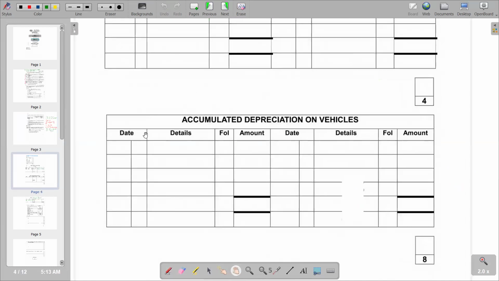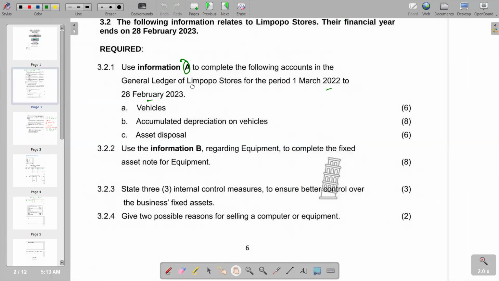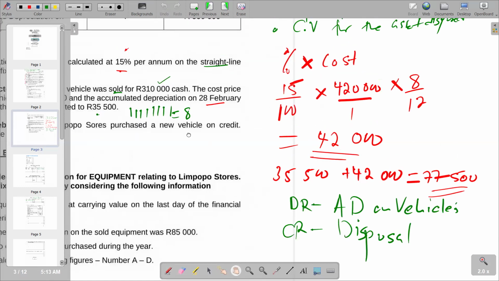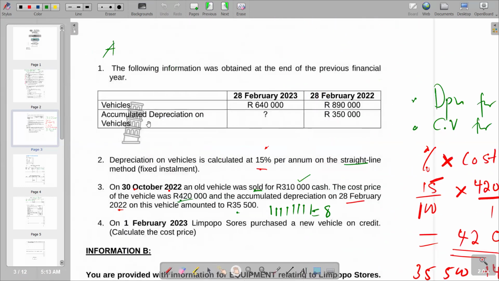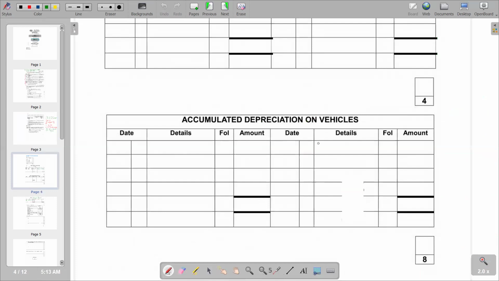I remember also that before we enter that transaction, we are supposed to enter the opening balance of the accumulated depreciation account, which we see at the beginning of the question. Remember, we've got the accumulated depreciation on vehicles. The opening balance that we have is on 20th February 2022, and it's 350,000. So we are coming here. We are saying on the credit side, that's why we put our balance BD, and we're given the amount is 350,000.